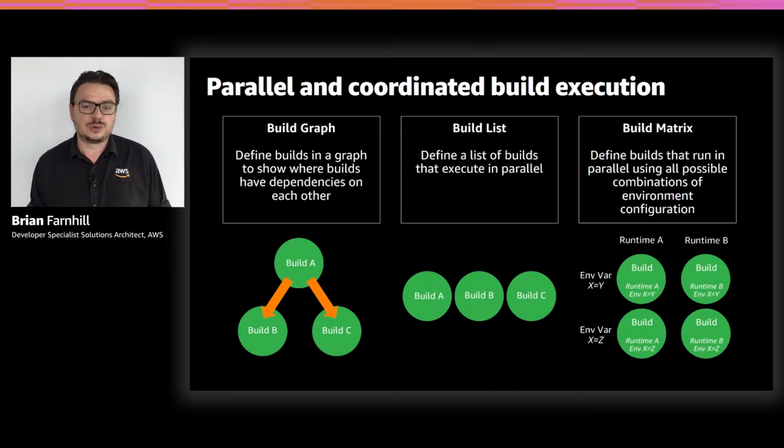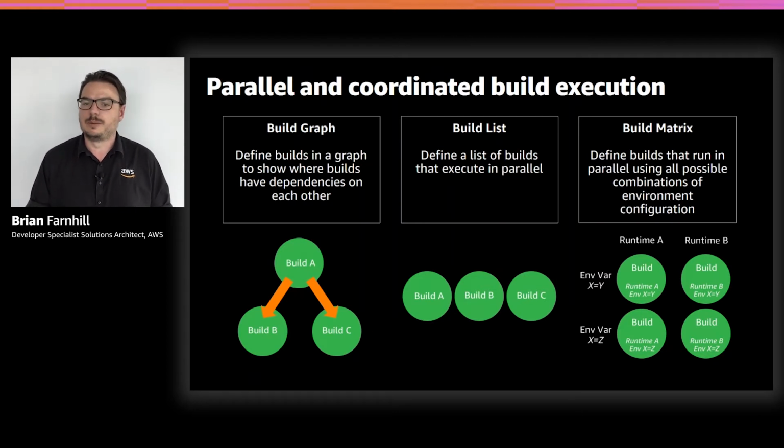Last is the build matrix, and this is where things get a little bit more interesting. You can define a number of different properties, such as different runtime versions, different environment variables, and other inputs there as well. And what CodeBuild will do is it will define a matrix of all of the possible combinations of the values you've specified. So in the example that I've got below here, I've said I want to use 2 runtimes, runtime A and runtime B.